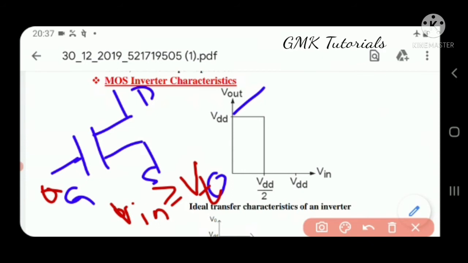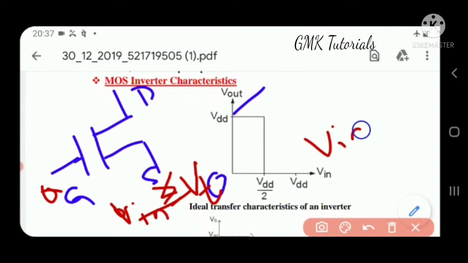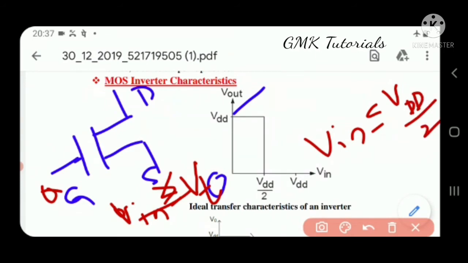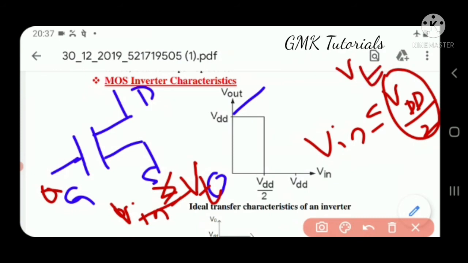Suppose the input voltage is less than or equal to VTN, that is VDD by 2. Generally it is equal to VT, the threshold voltage. So up to that extent it produces the maximum voltage.